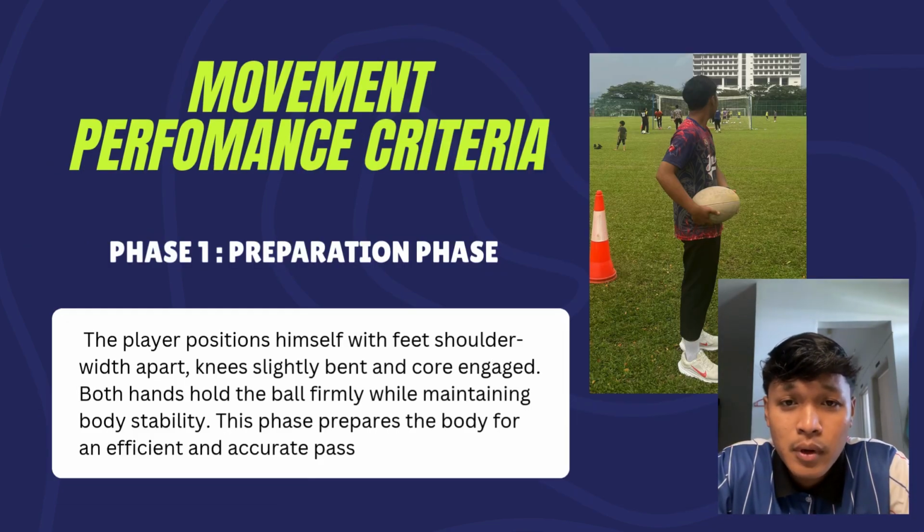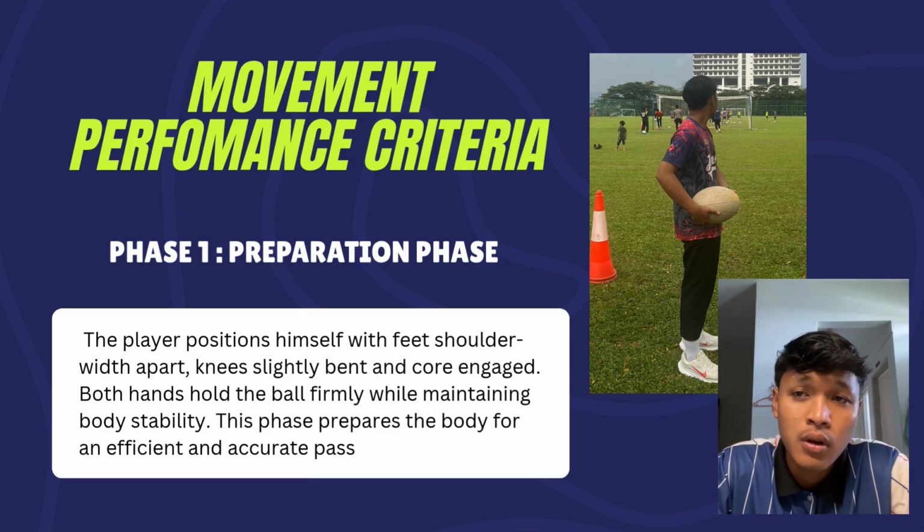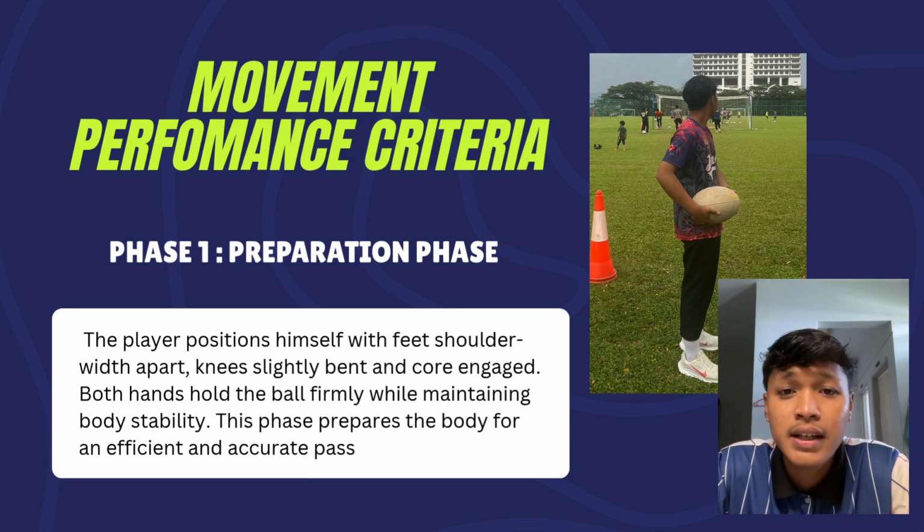Hi, my name is Muhammad Haikal bin Abdul Rahim and I will present about movement performance criteria and calculation. Okay, for the phase 1, preparation phase. The player positions himself with feet shoulder width apart, knees slightly bent and core engaged. Both hands hold the ball firmly while maintaining body stability. This phase prepares the body for an efficient and accurate pass.